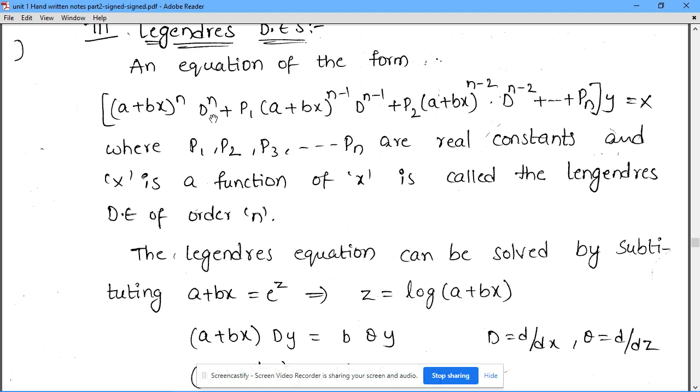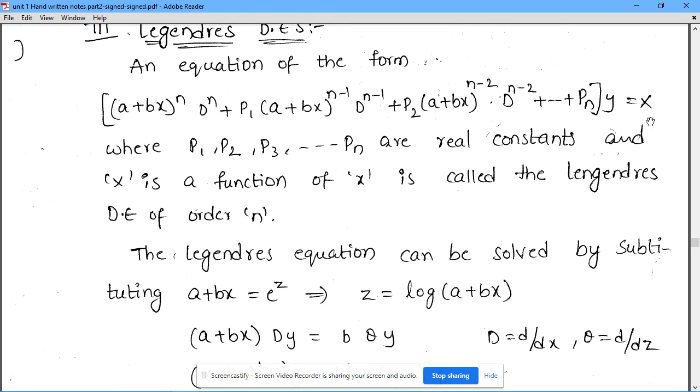If we know how to solve the Cauchy-Euler equation, then it is very easy to solve Legendre's differential equation, because it is the same as solving the Cauchy-Euler equation. Only the equation changes slightly. The general form of Legendre's equation is (a+bx)^n d^n y + p1 (a+bx)^(n-1) d^(n-1) y + p2 (a+bx)^(n-2) d^(n-2) y + and so on plus pn y equal to capital X.